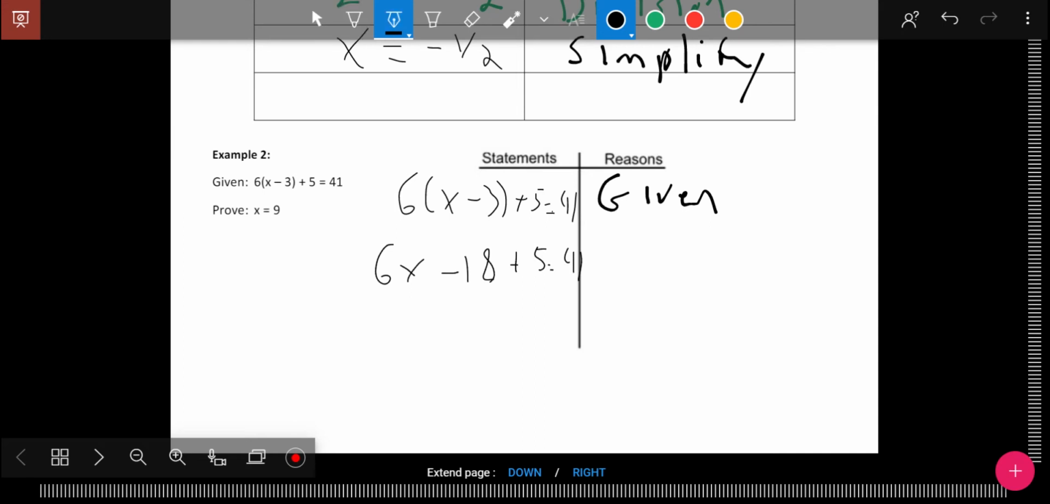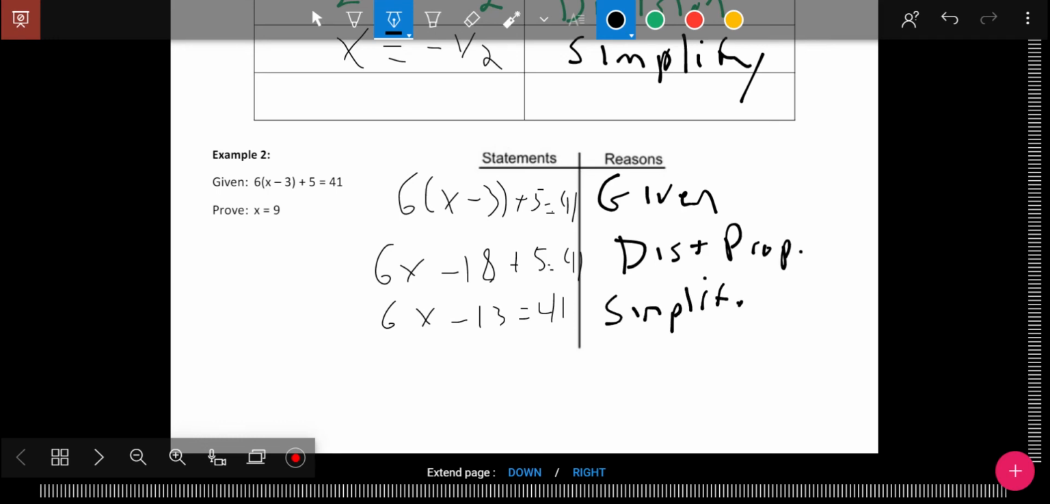Again, what we did there is the distributive property. Now I'm going to combine like terms. And so I get 6x, but -18 plus 5 is -13, equals 41. Again, we simplified. It would be okay to write simplify, or I think of it as we combined like terms. So you could put that you combined like terms.